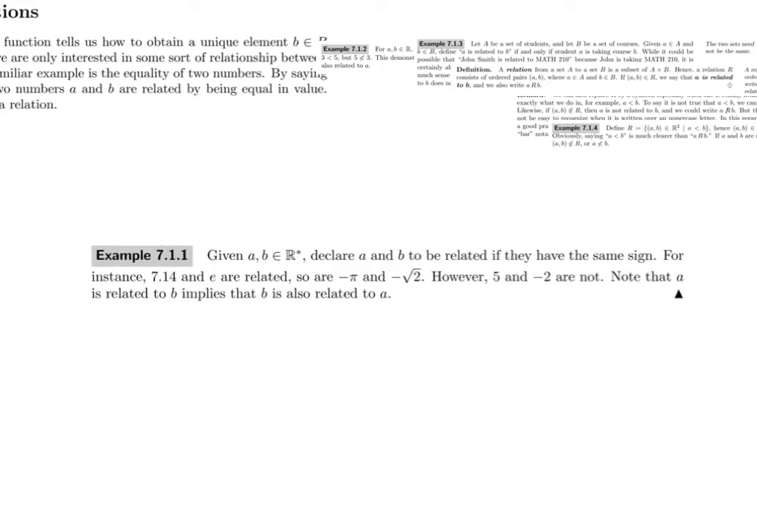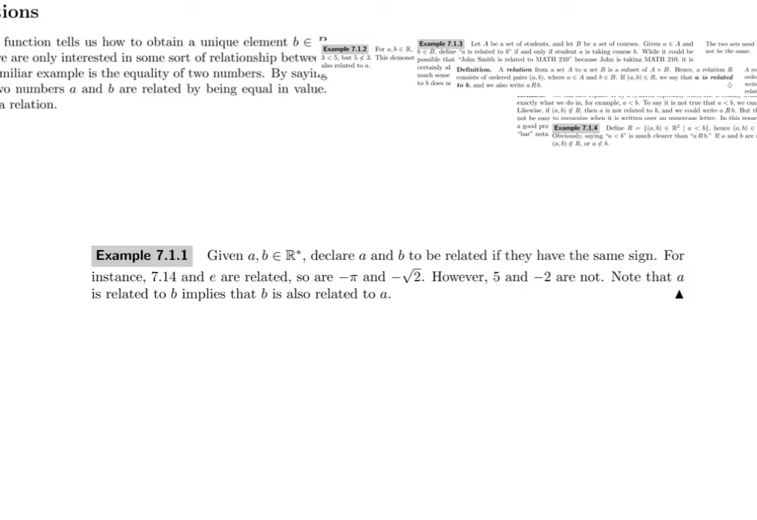Another example is if we take two real numbers that are non-zero, remember the star means they're non-zero, we say that they're related to each other if they have the same sign. So 7.14 and the number e, which is approximately 2.71828, are related by this relation because they have the same sign. Negative pi and negative square root of 2 are related because they have the same sign. 5 and negative 2 would not be related.